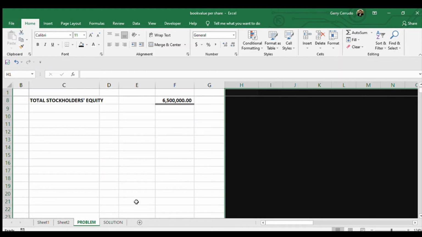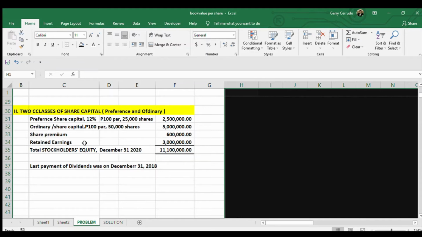We have the second scenario. Ang second scenario natin is there are two classes of share capital, preference and ordinary. The preference share capital has a 12% dividend rate and 100 par value. Outstanding shares 25,000. Okay, ordinary share capital is 5 million with 100 par and 50,000 shares outstanding. We have share premium. We all know that the share premium is the excess over the par value during the distribution of share capital. And we have the retained earnings 5 million.